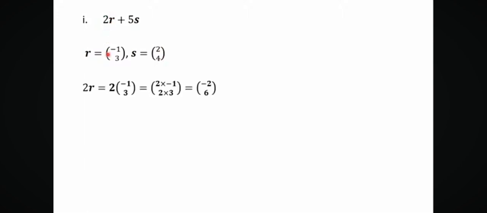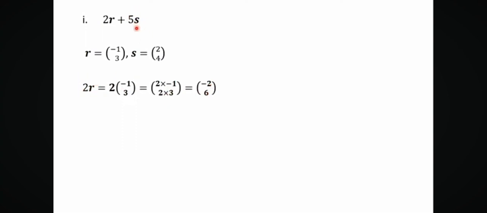How do you find it? We know that r is equal to -1, 3, and s is equal to 2, 4. So if you want 2r, it means that we are multiplying the vector r by a scalar, which is 2. So you are going to have 2 times the vector r. Vector r is -1, 3. So you use 2 to multiply the x component, so 2 times -1. Then use 2 to multiply the y component, so 2 times 3. 2 times -1 will give us -2. 2 times 3 will give us 6. So we have found 2r.